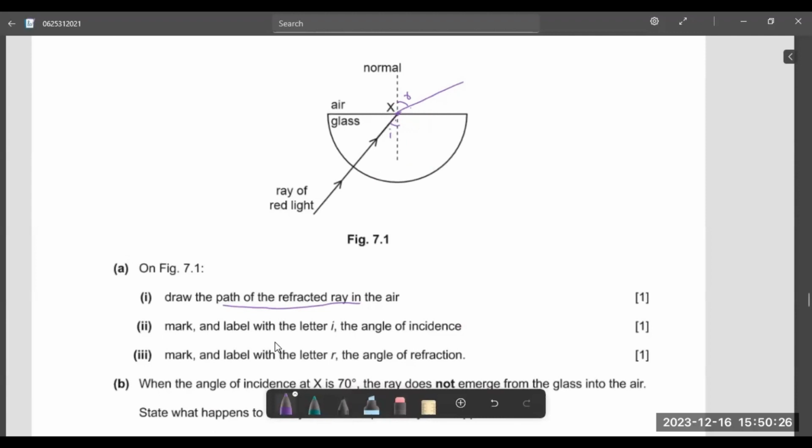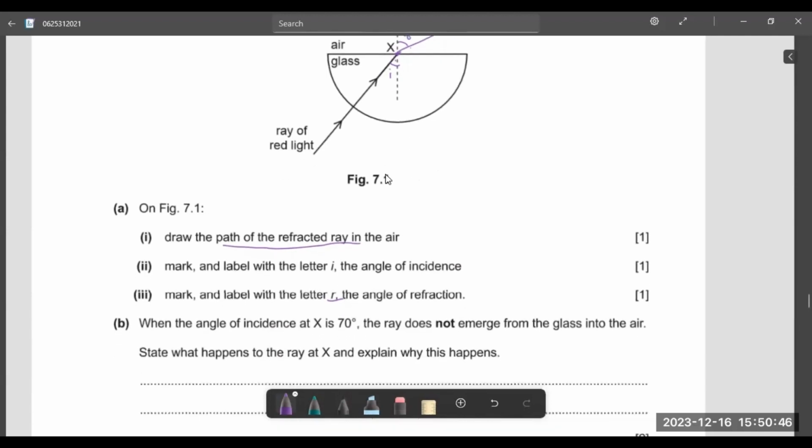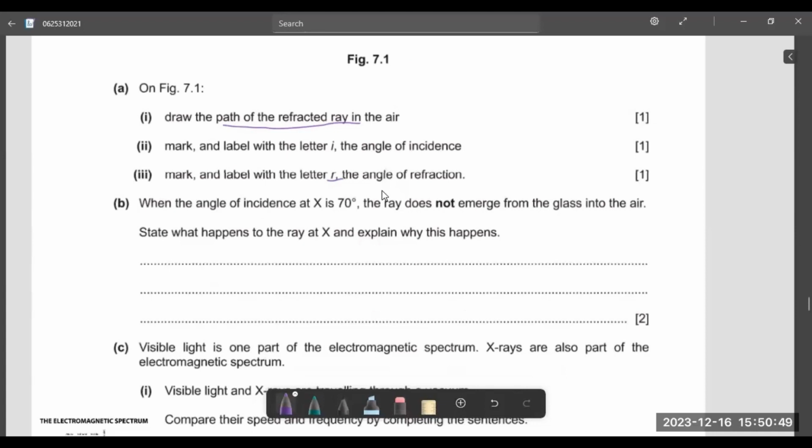This will be the angle of refraction, and with respect to the normal, this will be the angle of incidence. Next is mark and label with letter I the angle of incidence, the angle of the incident ray with respect to the normal. Next is mark and label with letter R the angle of refraction, with respect to the normal, the refracted ray, that is R. When the angle of incidence at X is 70 degree, the ray does not emerge from the glass into the air. State what happens to the ray at X. Explain why this happens. If the ray is not emerging from the glass into air, then total internal reflection has happened.